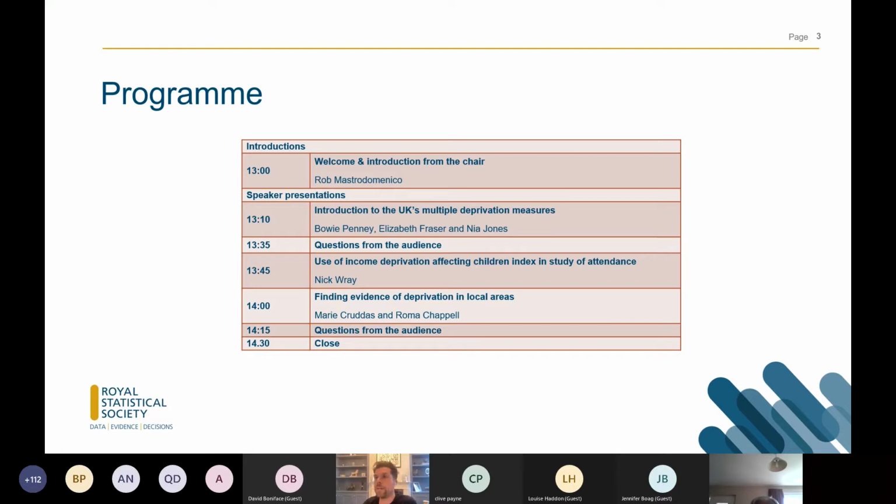And then we're going to have some of our case study examples from Statisticians for Society, and that will be Nick Ray talking about use of income deprivation affecting children index in study of attendance, and Marie Creddles and Roma Chappelle finding evidence of deprivation in local areas. Nick is currently engaged on a PhD project into the statistical analysis of flood risks in Edinburgh at Heriot-Watt University. After completing a master's in statistics at Nottingham University, he set up a consulting company, Peak Statistics, which has worked for various clients in the rail, electrical, engineering, retail and entertainment industries.